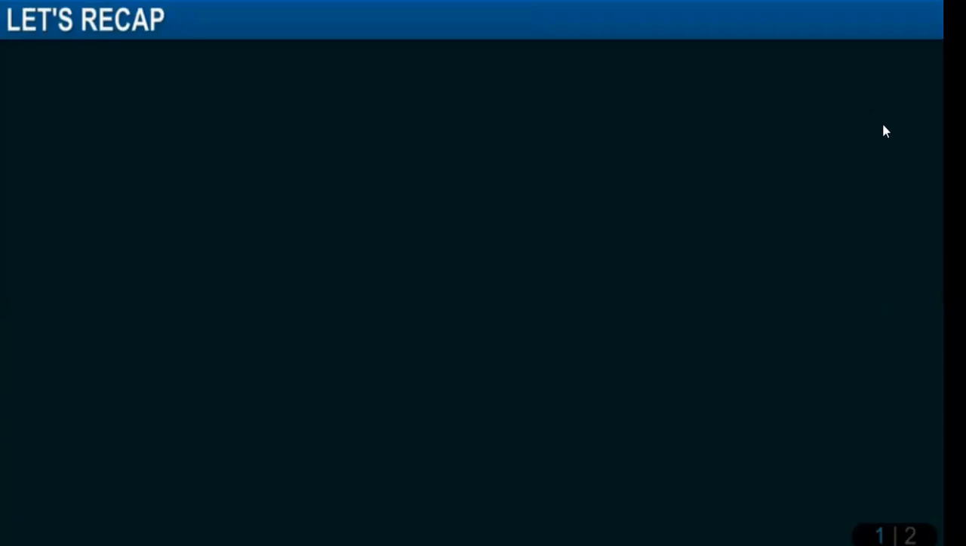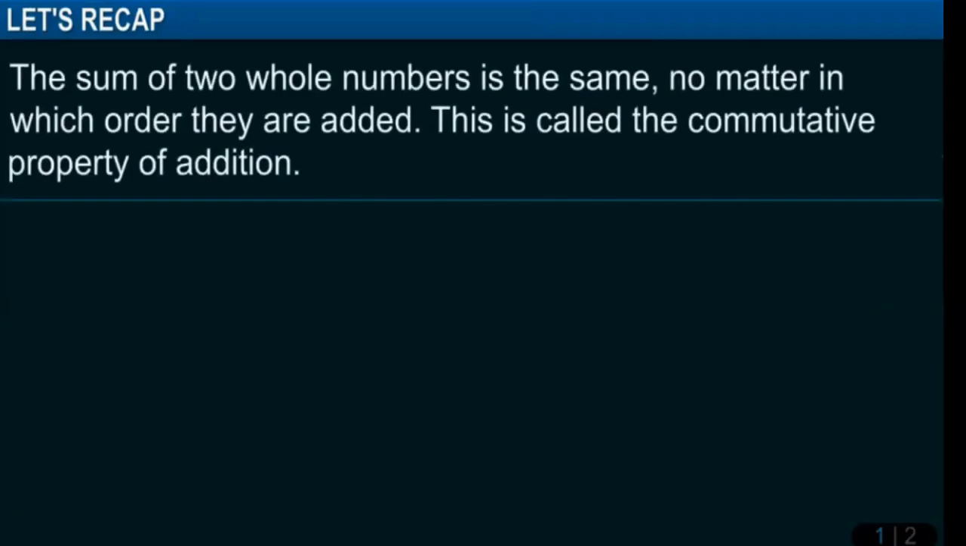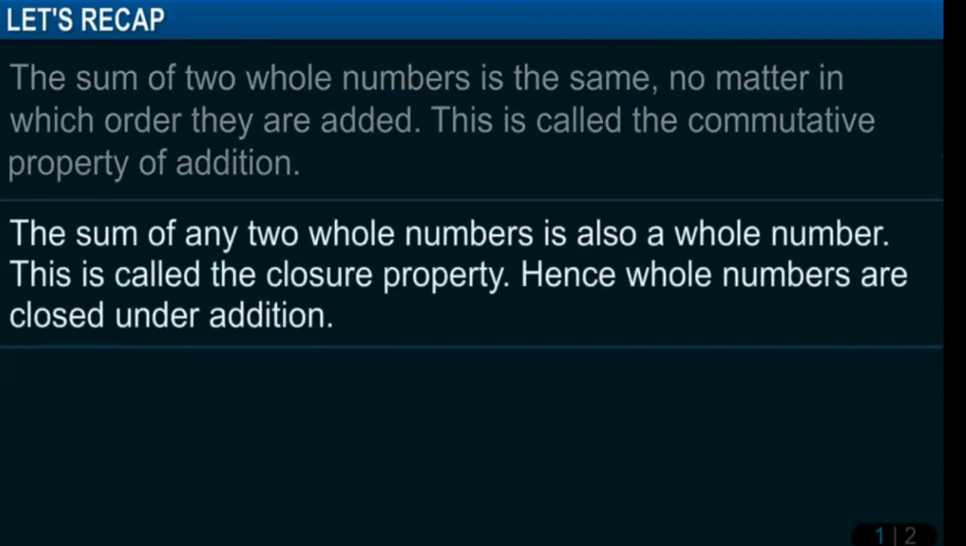You learned that the sum of two whole numbers is the same, irrespective of the order in which they are added. This is called the commutative property of addition. The sum of any two whole numbers is also a whole number. This is called the closure property. We say that whole numbers are closed under addition.